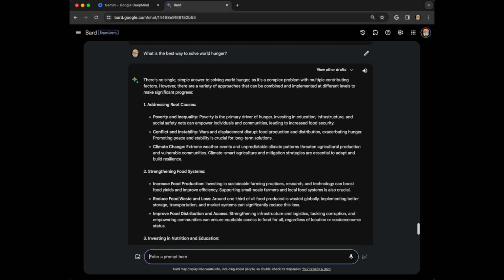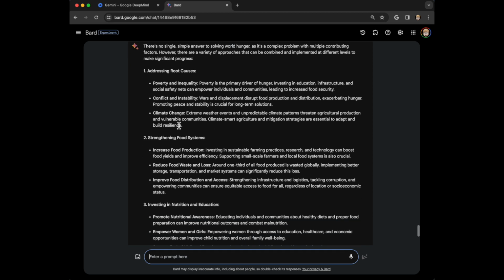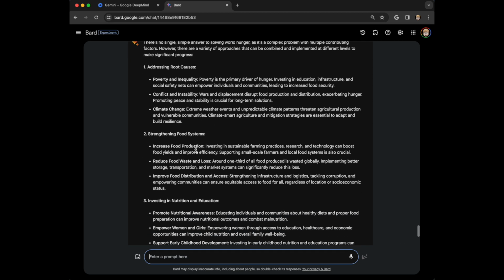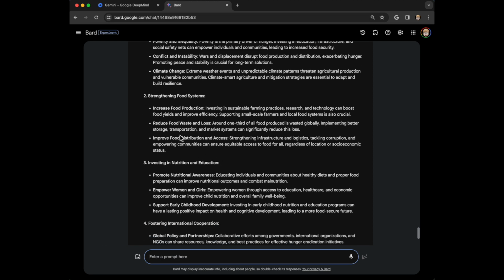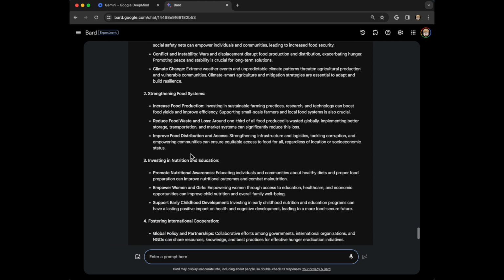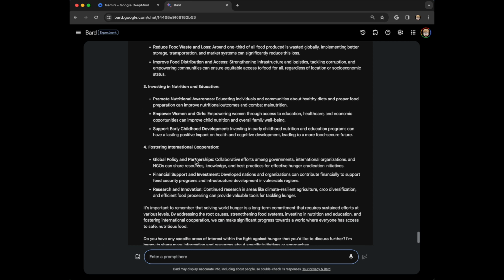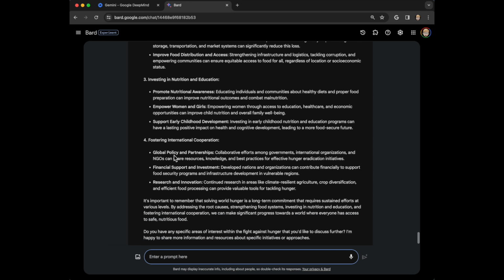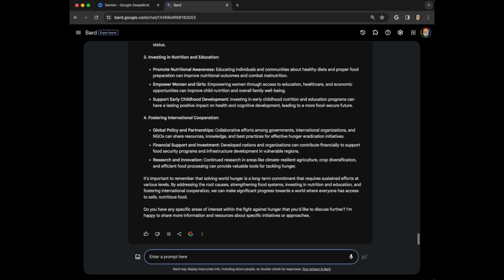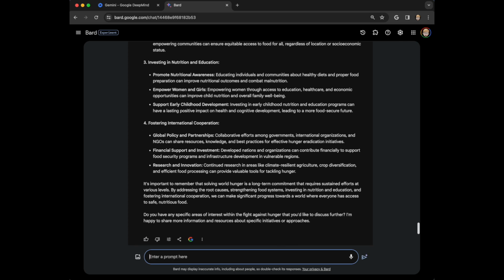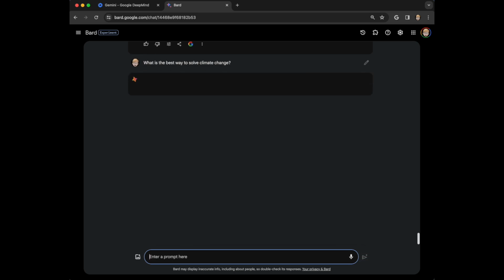And I like how it's breaking it down to addressing root causes of poverty and inequality, conflict and instability, climate change, strengthening food systems around production, reducing food waste, and improving distribution. Investing in nutrition and education, fostering international cooperation. This is very similar to the responses I've seen in the past. I'm going to ask it another question. What is the best way to solve climate change?